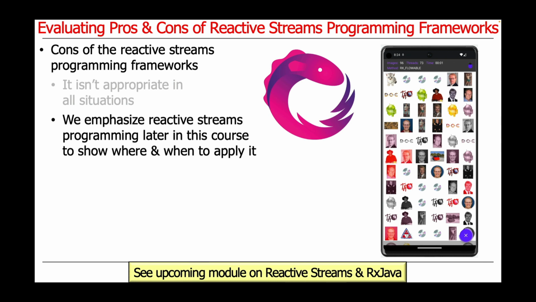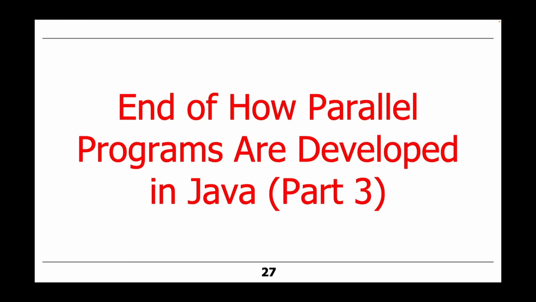And we're going to be talking about reactive streams later in the course, and I'll show you where and when to apply it. And this will focus on reactive streams, which will be RxJava. We're going to focus on RxJava as the framework, the implementation of the reactive streams paradigm. So that is the end of the third part of this discussion about how parallel programs are developed in Java. You will get experience with all 3 of those approaches here throughout the semester.